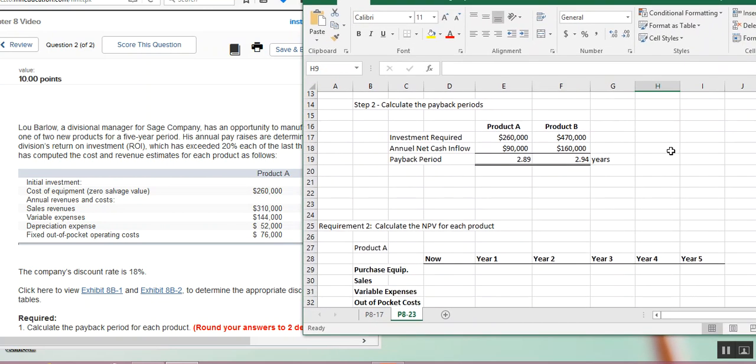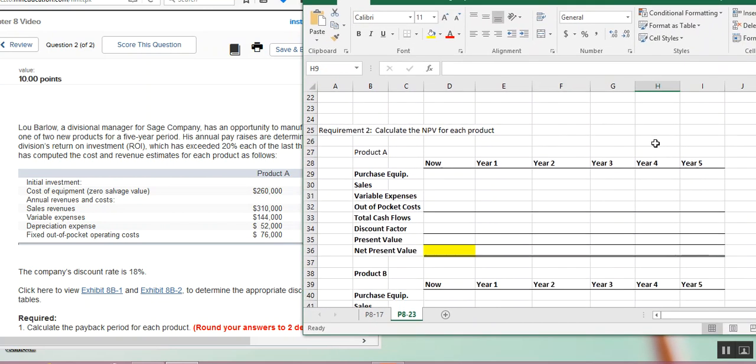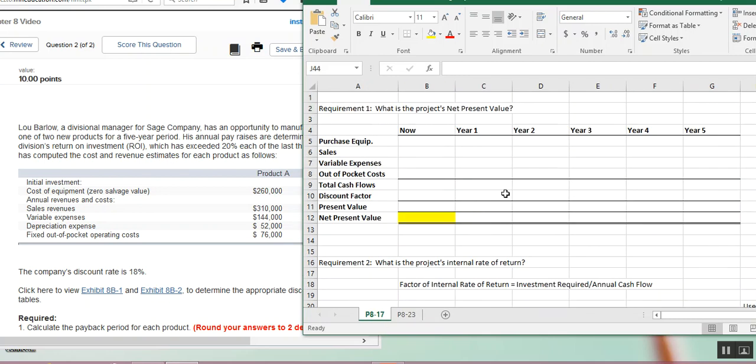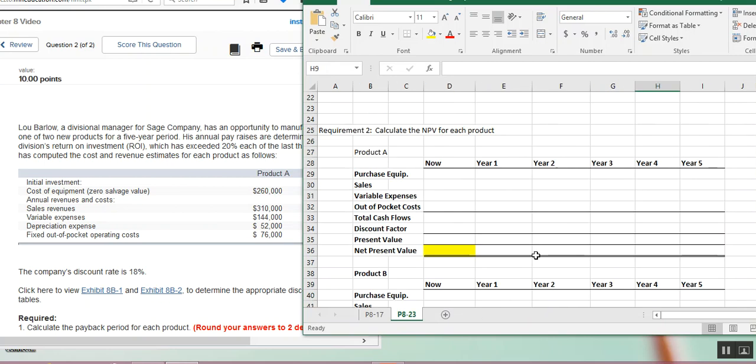All right, so let's look at requirement 2. Requirement 2 says calculate the net present value for each product. And this chart looks very much like the example I did. I think that was the first step we did in requirement 1 of P8-17. So this should be familiar to you.